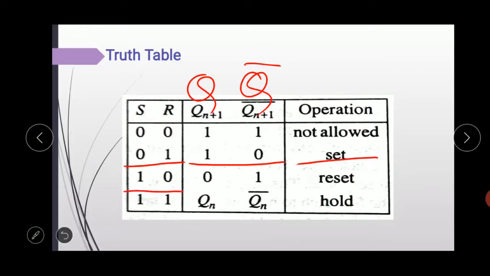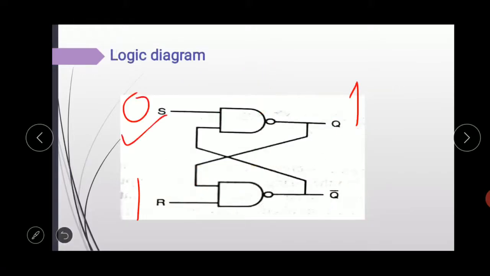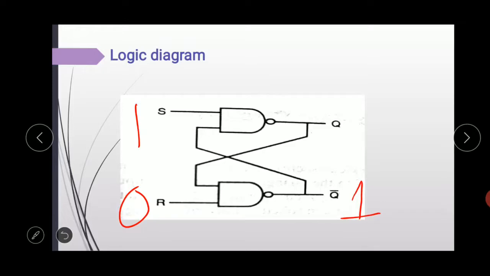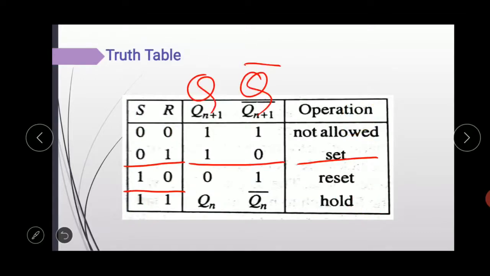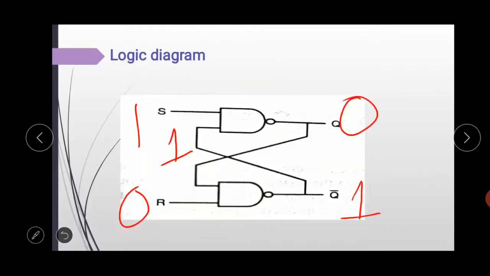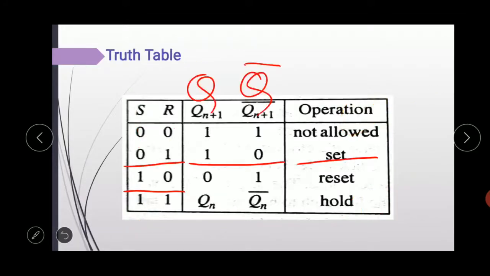Next input combination is 1 and 0. Give here 1 and 0. As you know, for any 0 input to the NAND gate, the output is 1. So here we get 1, and this is given as input to this NAND gate. So 1 1 gives 0. See here, when the input combination is 10, the output is Q equal to 0 and Q bar is 1. And whenever Q is 0, it is a reset operation.